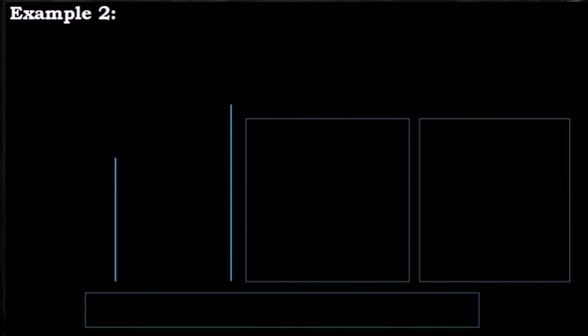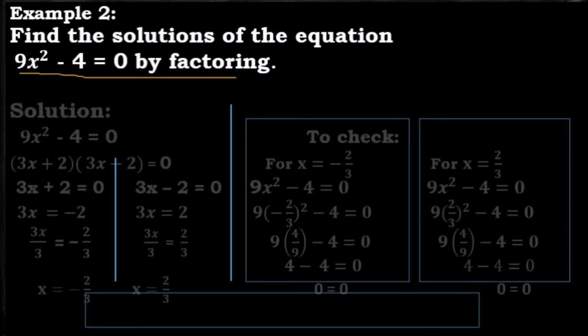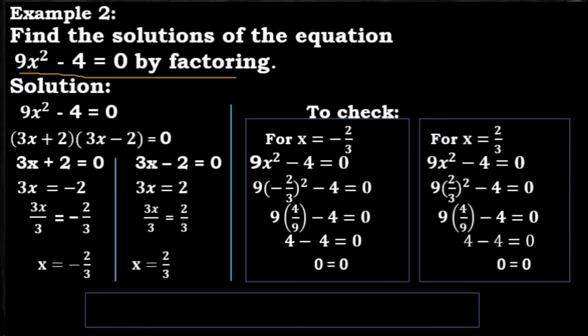Number 2. Find the solutions of the equation 9x squared minus 4 equals 0 by factoring. So the given expression is already in the standard form. Now, we're going to factor it as a difference of two squares. And the factors of 9x squared minus 4 are the quantity 3x plus 2 times the quantity 3x minus 2.